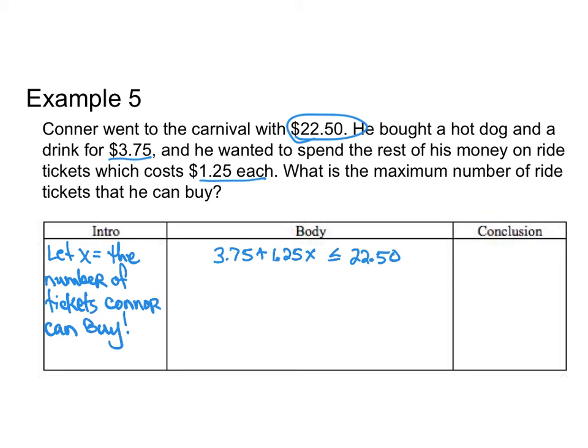So again, I want to get X by himself. That's my ultimate goal. So what's outside of that X? Well, we have that $3.75 sitting there, and that's a positive $3.75. So I'm going to subtract it from both sides. If I subtract $3.75, that makes it 0. The $1.25 per ticket, still have the less than or equal to. And then 22.50 minus 3.75 is $18.75. And then 1.25 is being multiplied by the x, so we need to divide.